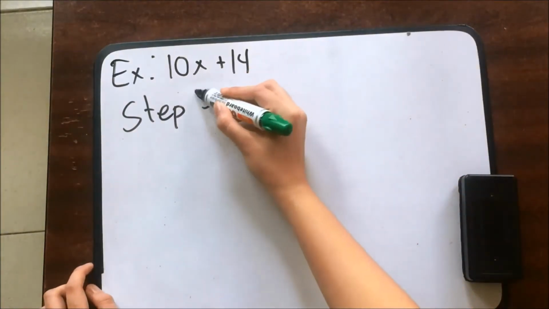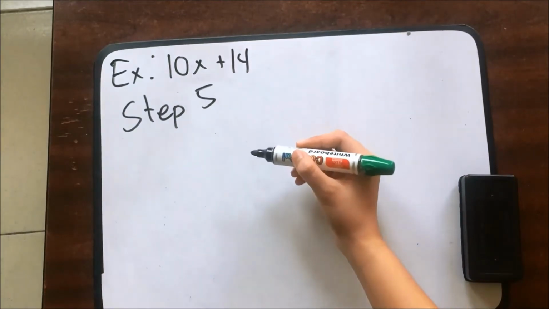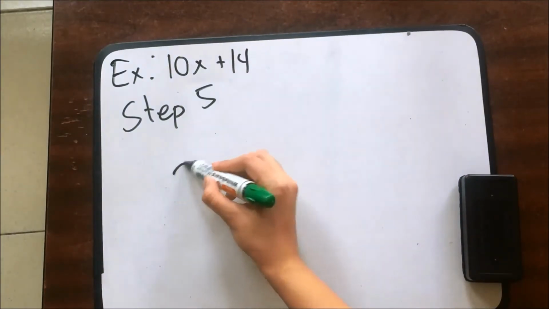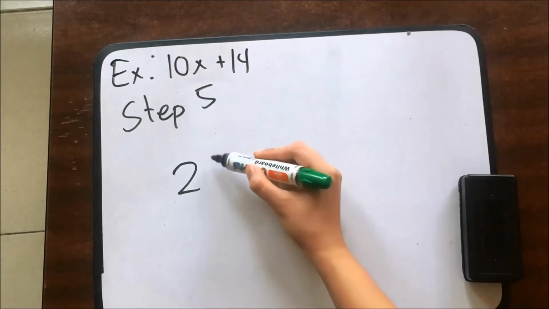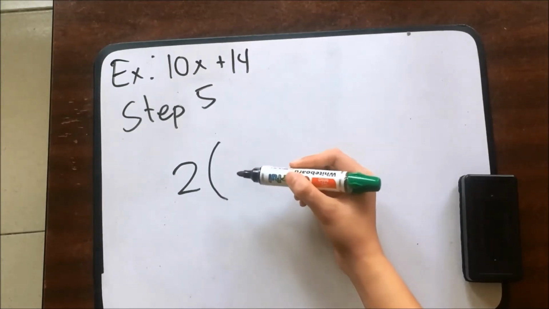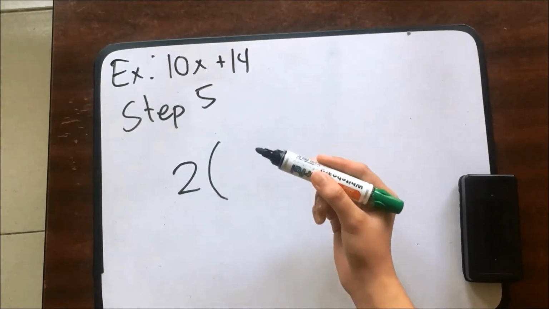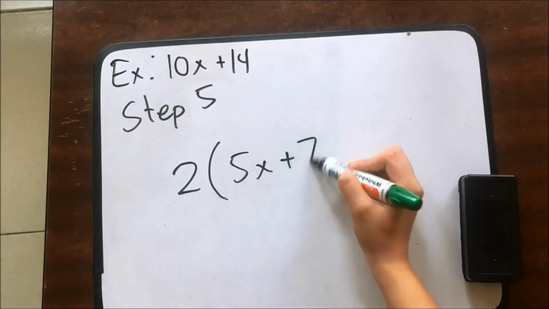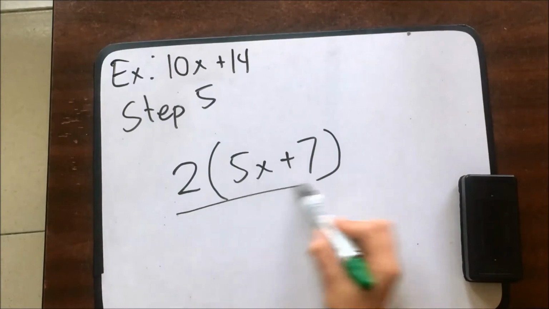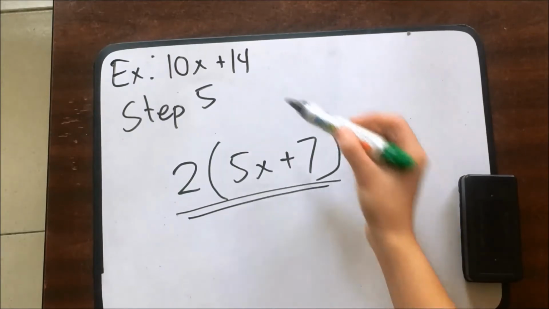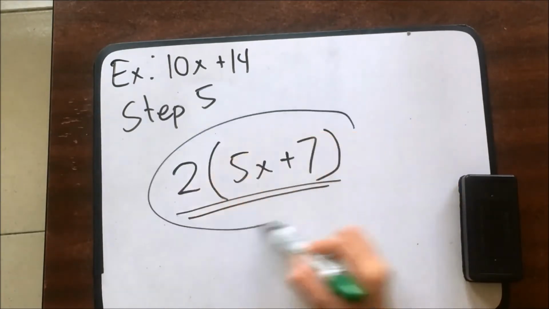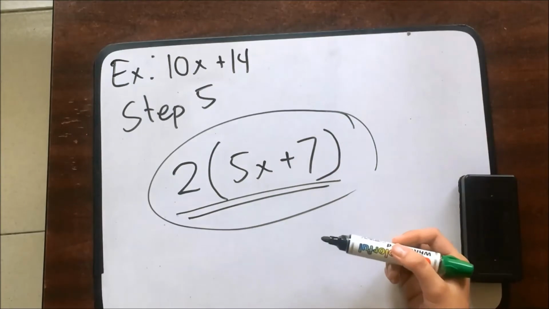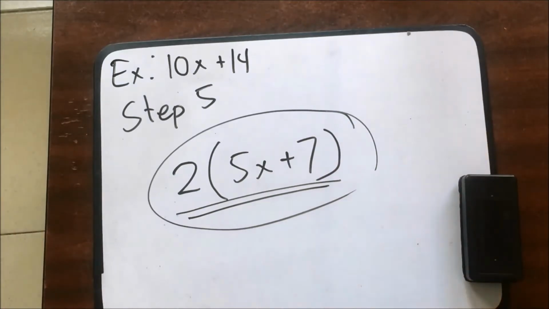Step number 5. We will write the factors properly. So first, write the GCF and then put an open parenthesis. And then write the number that we got in step number 4, which is 5x plus 7. Then close parenthesis. So this is how to factor 10x plus 14. Now let's go to our next example.